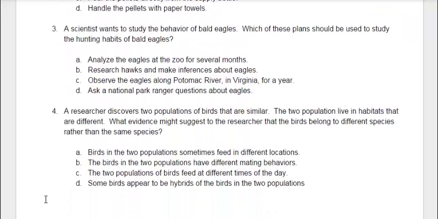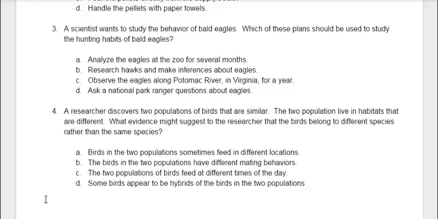Number 3. A scientist wants to study the behavior of bald eagles. Which of these plans should be used to study the hunting habits of bald eagles? A. Analyze the eagles at the zoo for several months. B. Research hawks and make inferences about eagles. C. Observe eagles along the Potomac River in Virginia for a year. D. Ask a park ranger questions about eagles.